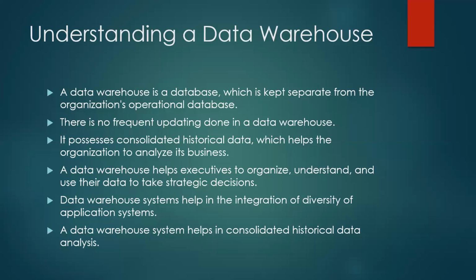A data warehouse is a database ultimately, which is kept separate from the organization's operational database. The operational database is different from the data warehouse. The operational database always has the latest information. There's no frequent update done in a data warehouse, but in your operational database, there will be frequent operations made. An example would be the live database of Amazon, which is an operational database. It has to capture live records, like somebody logging in, logging out, searching for a product, etc.